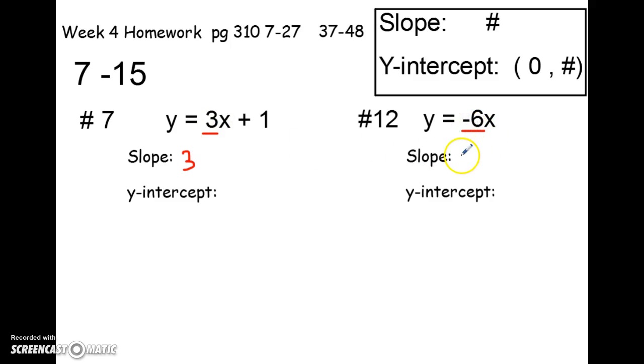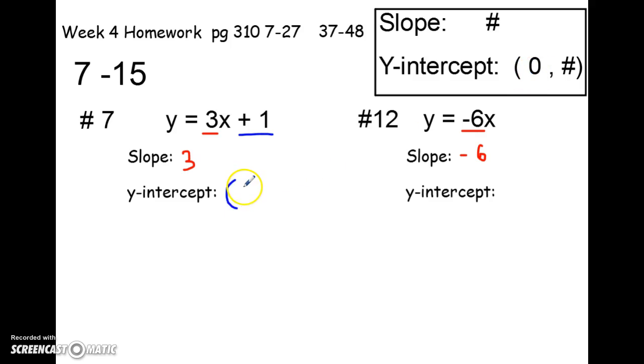This one is a -6 with the x, which means we would be decreasing by a 6 for every x we have. Now the y-intercept is just the number, that b value that's listed at the end of the equation. I asked us to just write the slope as a number, the y-intercept as a coordinate point.